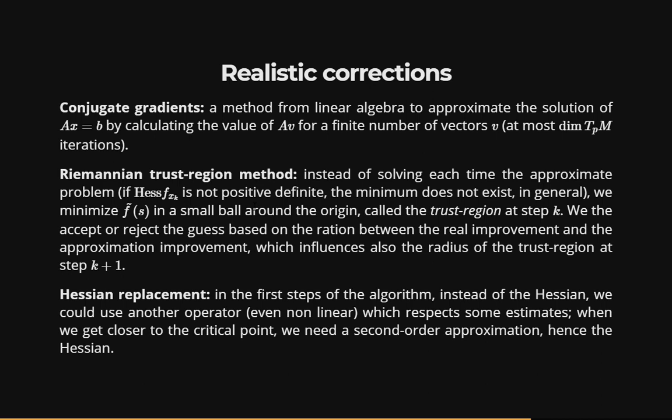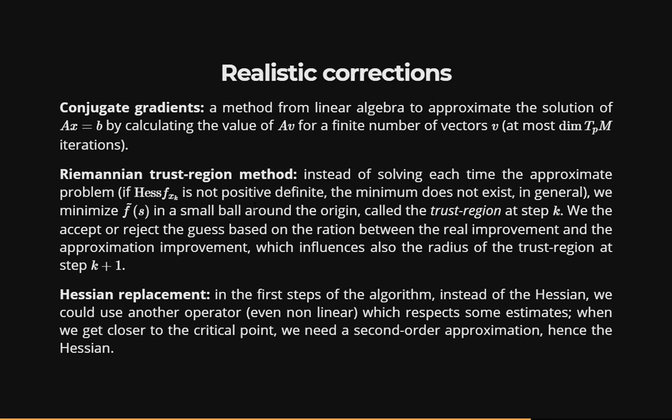When you get close to the critical point, so when the trust region gets smaller and smaller, and your steps get smaller and smaller, you need a good approximation of the behavior up to the second order. So you need the Hessian, also because you need bounds on the eigenvalues, and these should reflect the real behavior of f and not just some random choice.